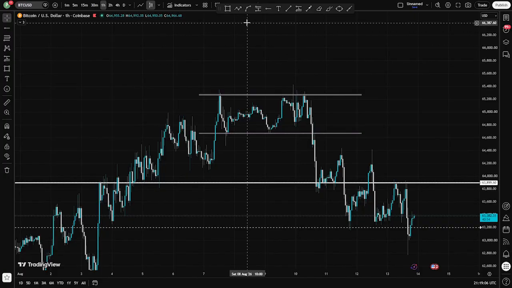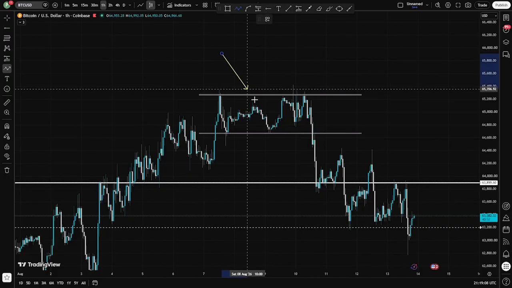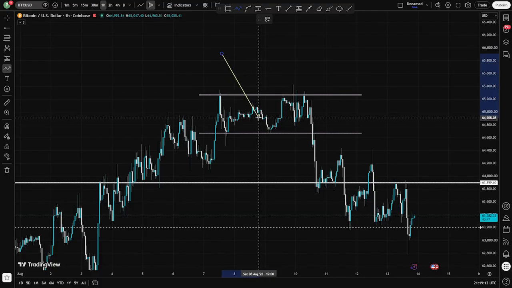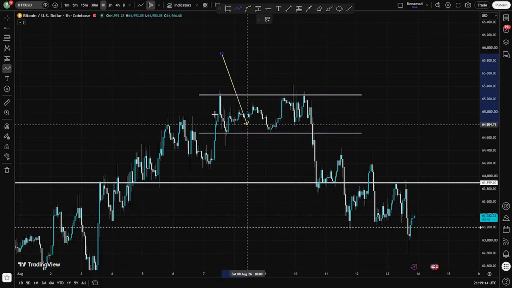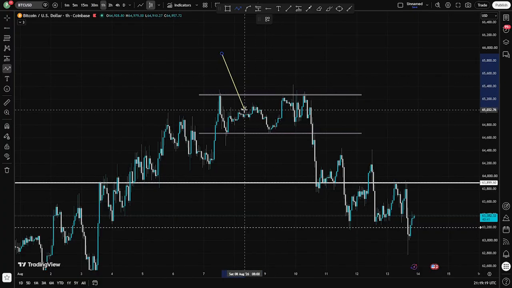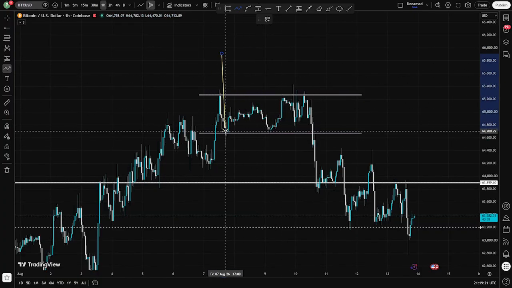So you can see that when price tried to break above, make a new high, it failed to do so, and then it came back down. This price action is not something that is normal. And the normal price is supposed to make that high because it has given a high low.